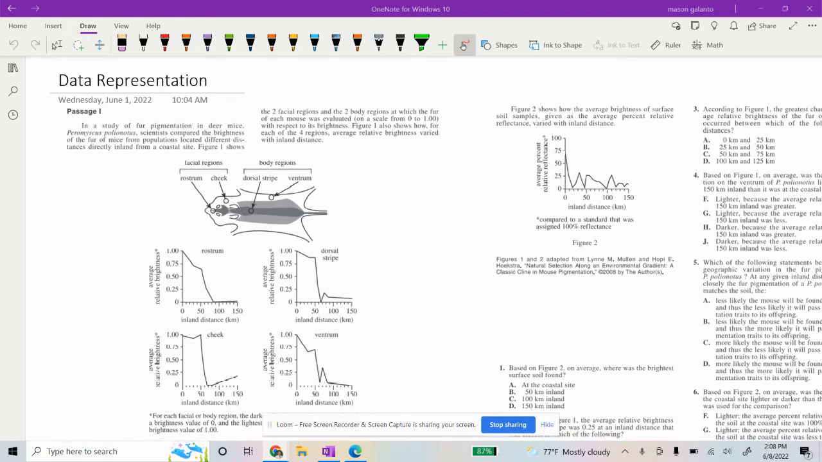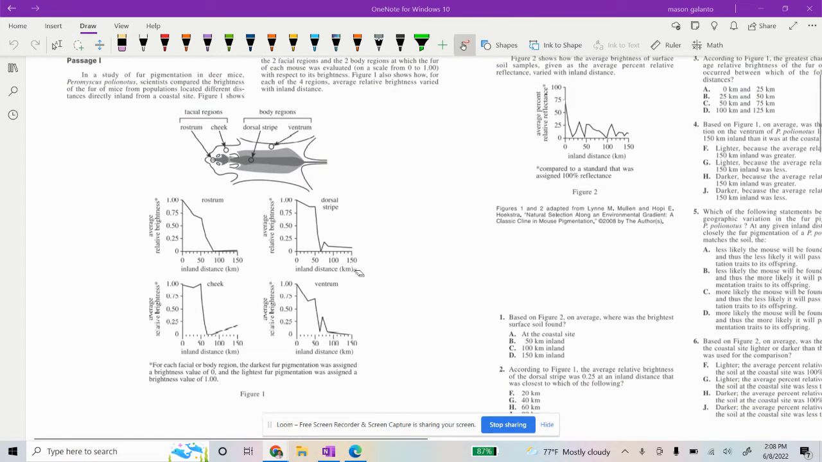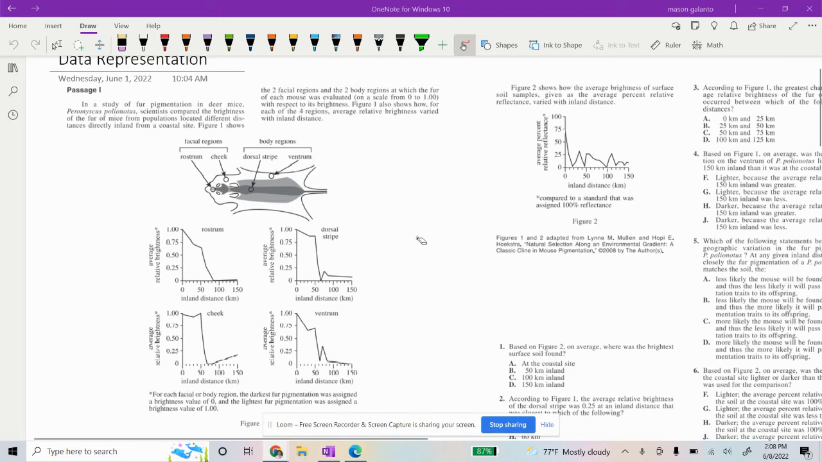Hello. Today we are working on data representation passages. This is one of the three types of passages you will see on the ACT Science. These passages typically come in twos, so you'll usually see two every test you take. They're very easy to identify because the passage will just have a small summary and then it'll go straight into diagrams and charts and tables and graphs.